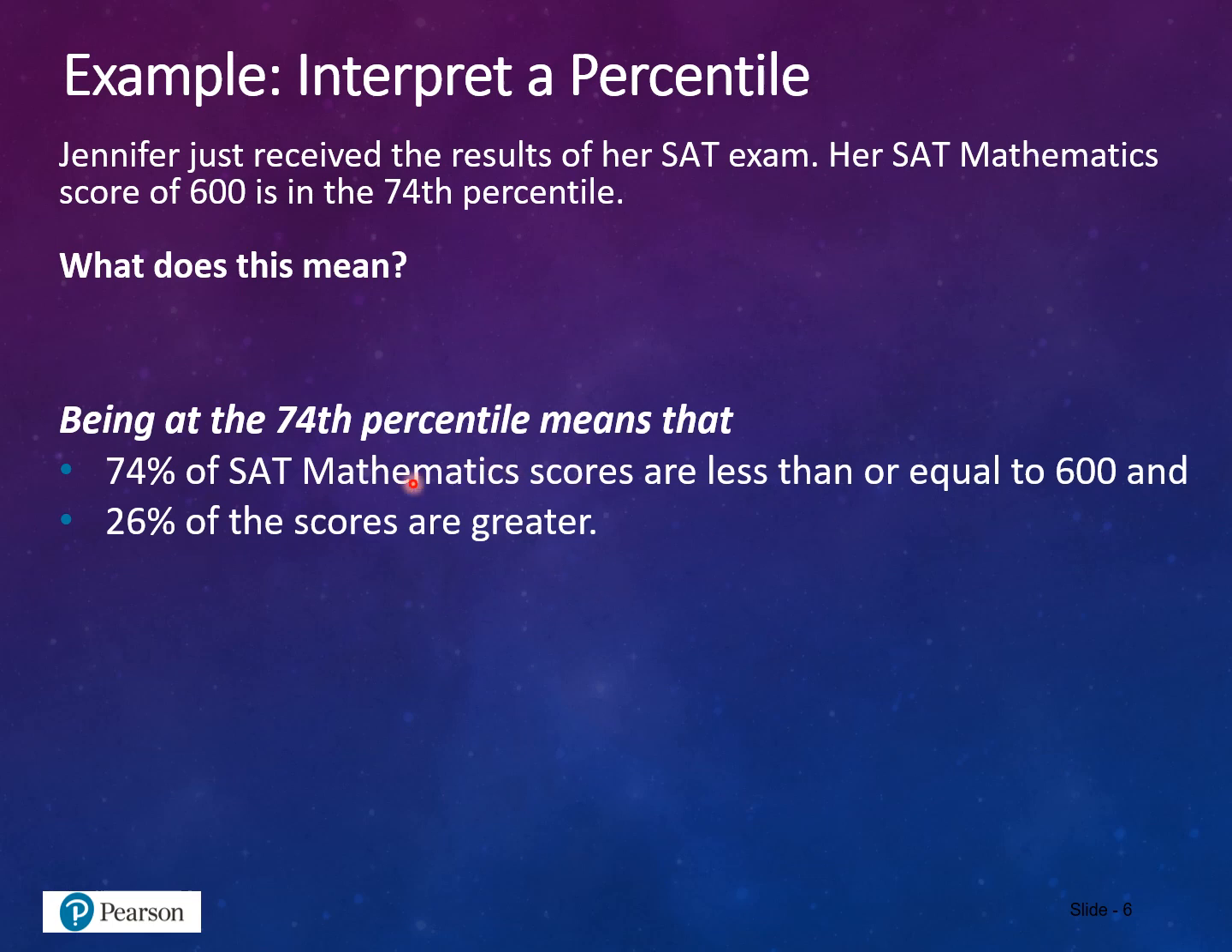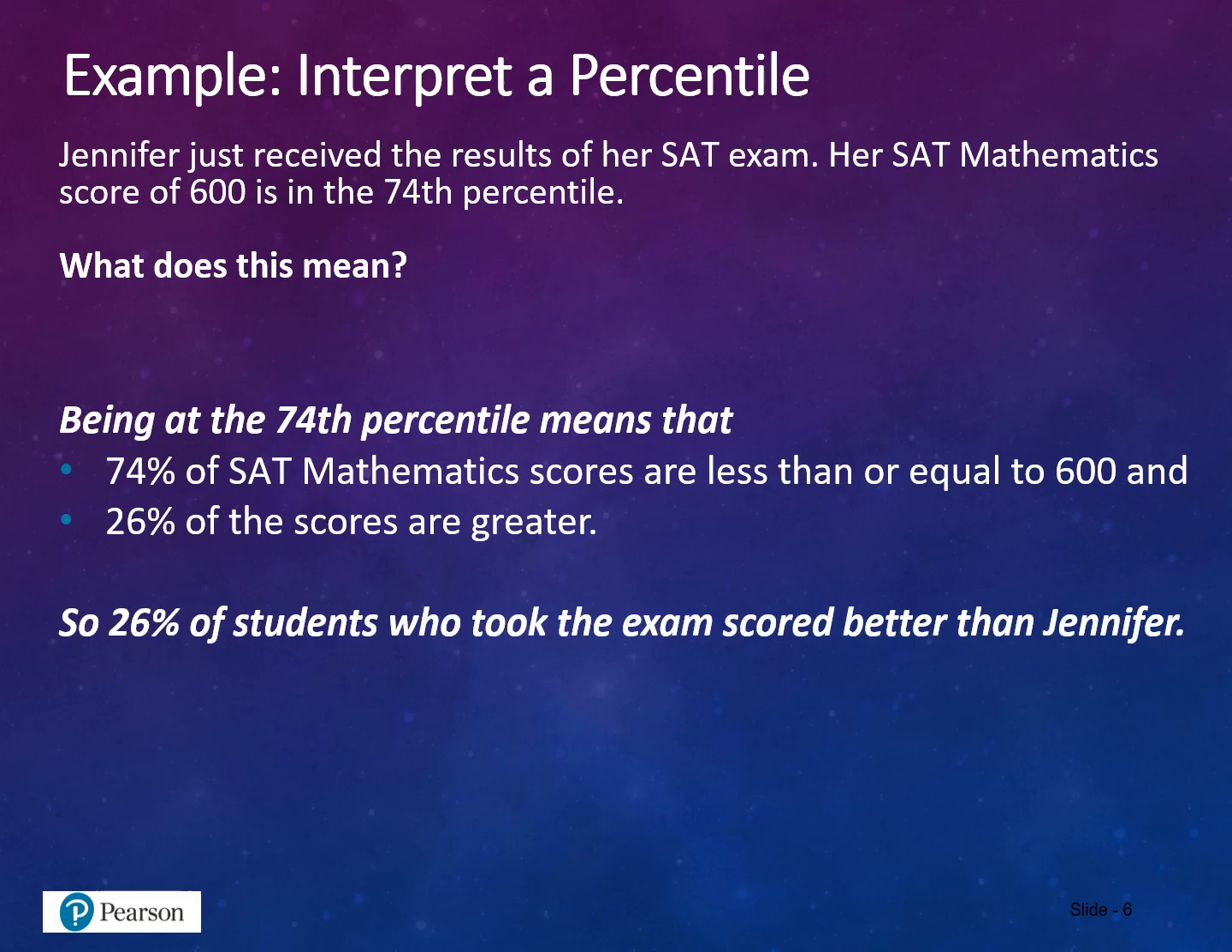It's important that the less than or equal for percentiles is whatever the Pk value is, and then of course the ones left over after the 100% are greater than. So 26% of the students who took the exam scored better than Jennifer.